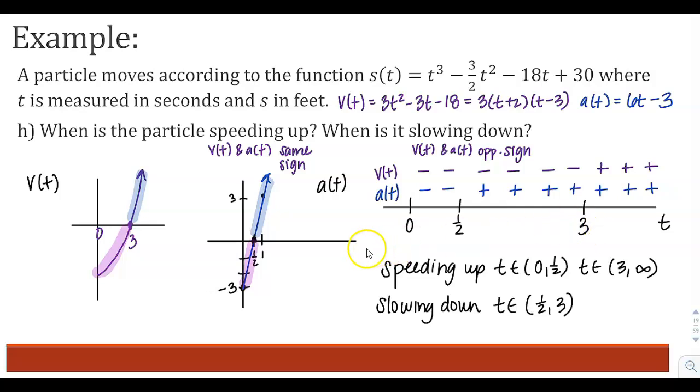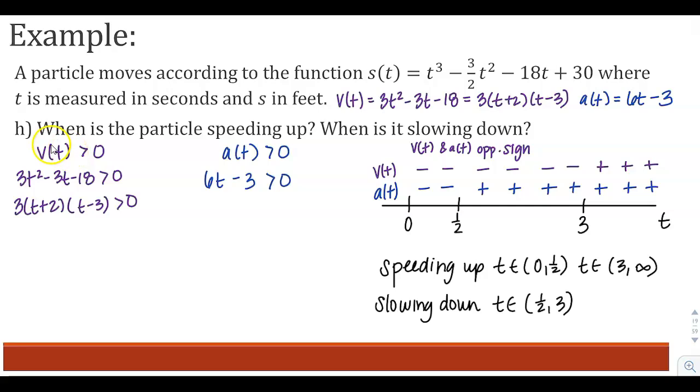This was a graphical way of understanding a particle speeding up or slowing down, analyzing the graphs of velocity and acceleration. We also could have taken an algebraic approach to figure out where v of t is greater than 0, where a of t is greater than 0. So let's go ahead and take a look at a of t first.